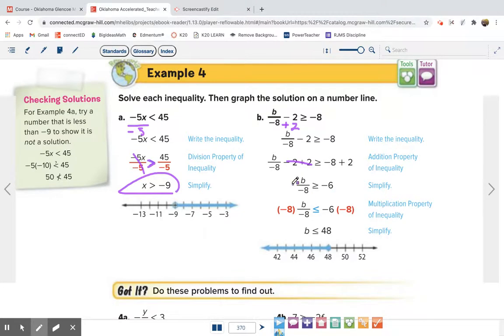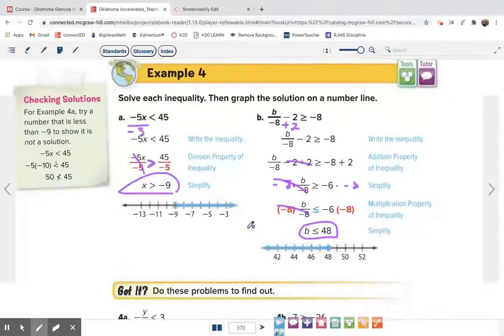So now we would multiply, because this means b divided by negative 8. So to get rid of that negative 8, we would multiply both sides of the equation times negative 8. When you do that, since it was a negative, your inequality sign flips around. It's going to go from greater than or equal to, to less than or equal to. When we multiply, those cancel and we're left with b. Negative 6 times negative 8 is positive 48. So b is less than or equal to 48.